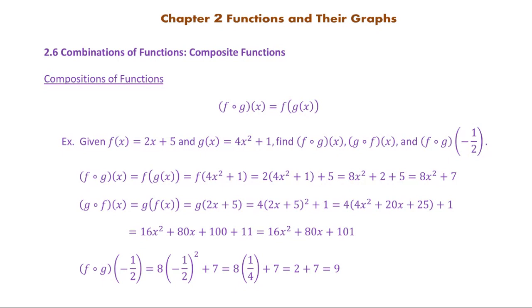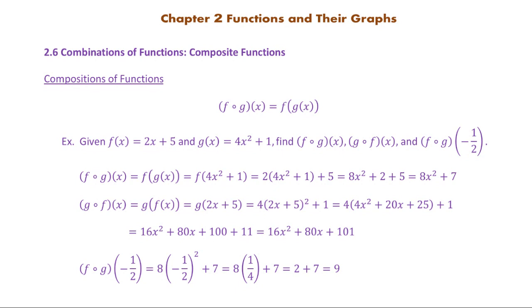But f is just 2x plus 5, so g of f is just g of 2x plus 5. That means you're going to replace x in g by f, or 2x plus 5. So that gives you 4 times (2x plus 5) squared plus 1 when you replace x in g by 2x plus 5. And you need to simplify it. What you do, just (2x plus 5) squared. And if you do that, you're going to get 4x squared plus 20x plus 25.